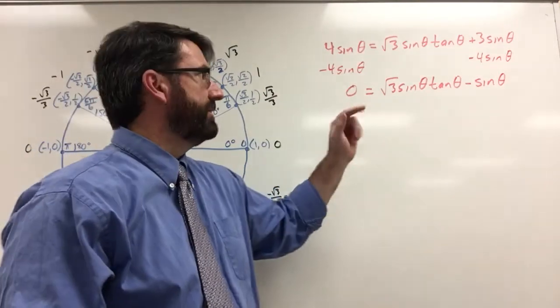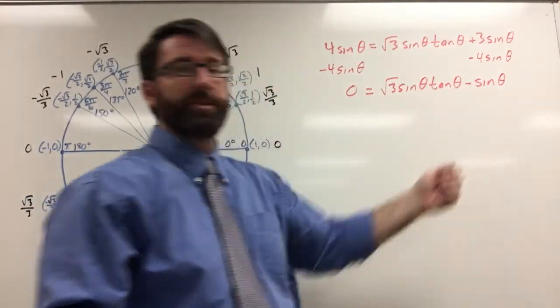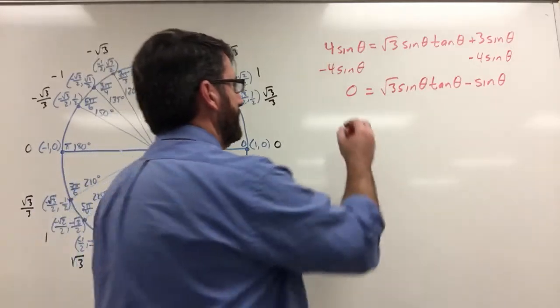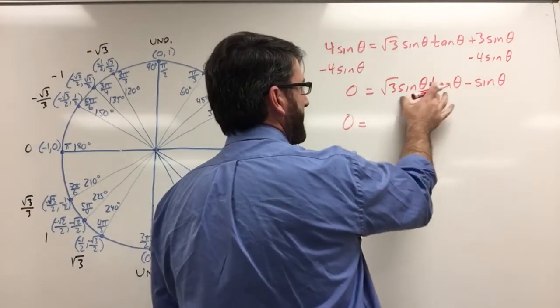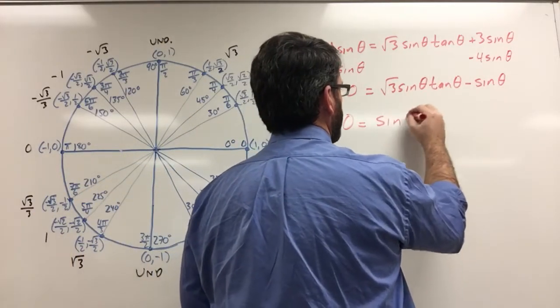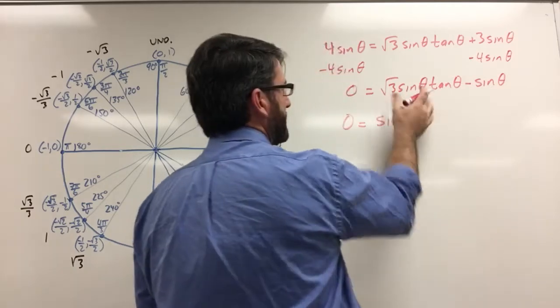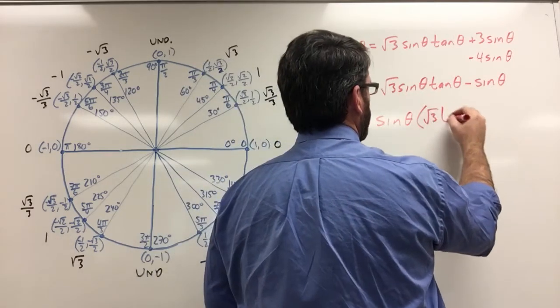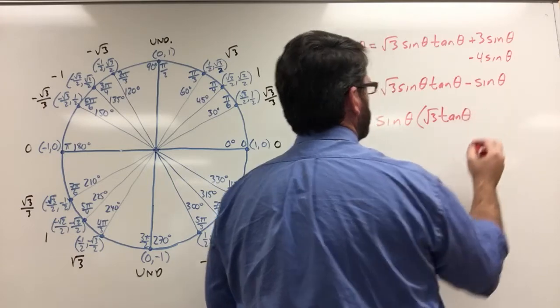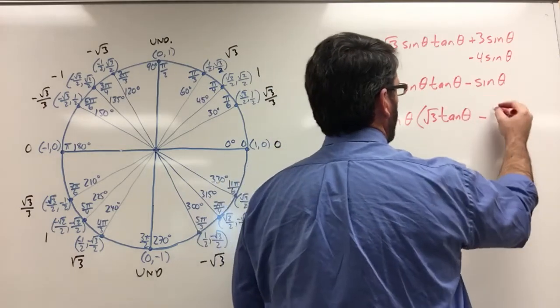All right, now notice that there is a sine in both of these terms, so we can factor that sine out. So we get sine theta times the square root of 3 tangent of theta minus 1.